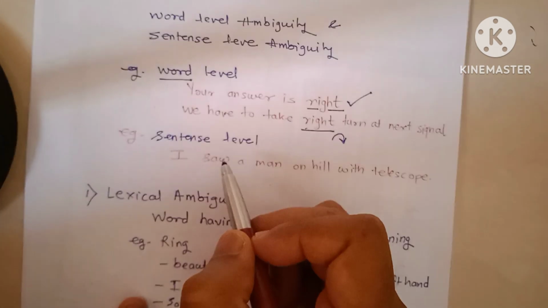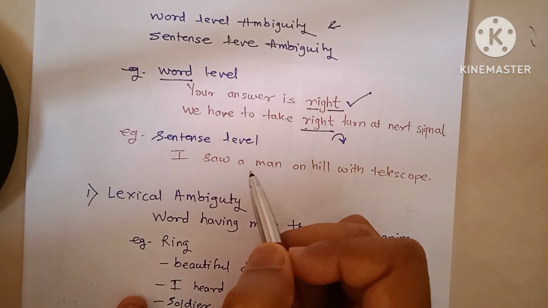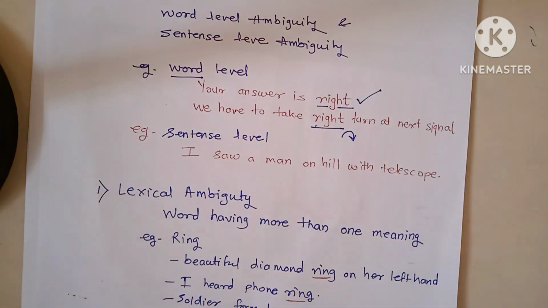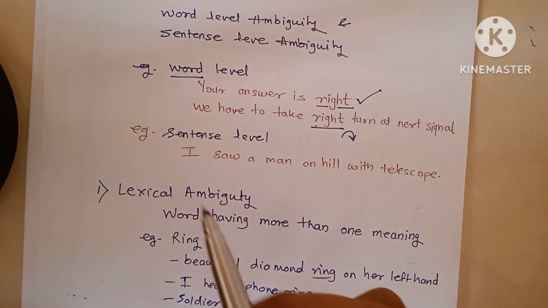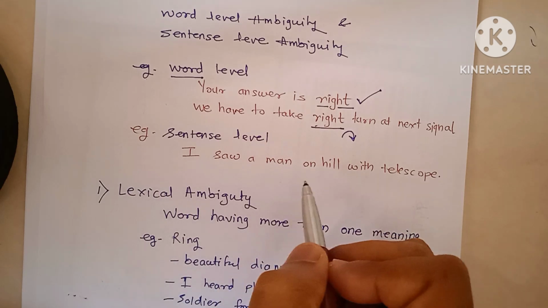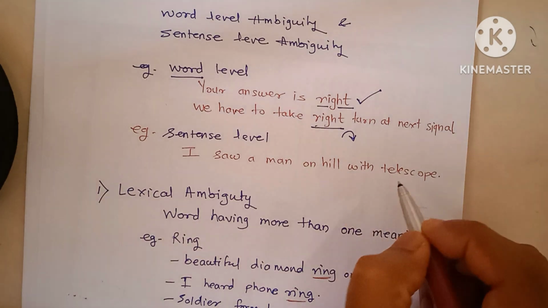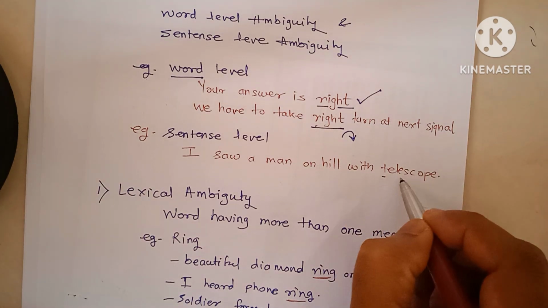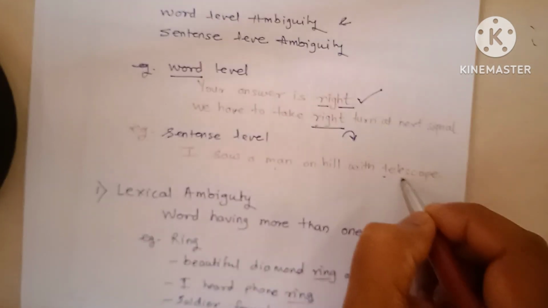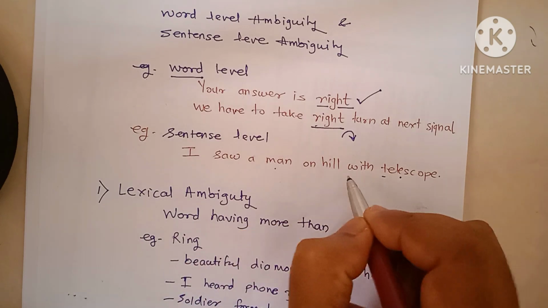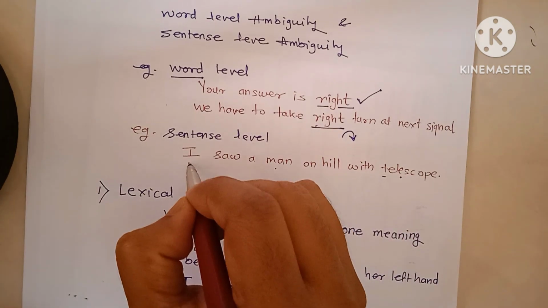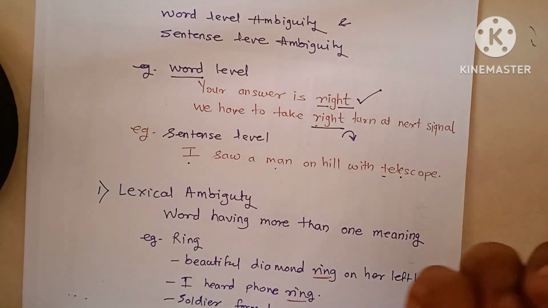And sentence level ambiguity means there is a single sentence which has more than one meaning. There is no word having a different meaning, but the sentence itself has more than one meaning. Suppose the example is like this: I saw a man on the hill with a telescope. Now if you see this particular sentence, we can consider that the man has a telescope, or that this particular person has a telescope to see that particular man.